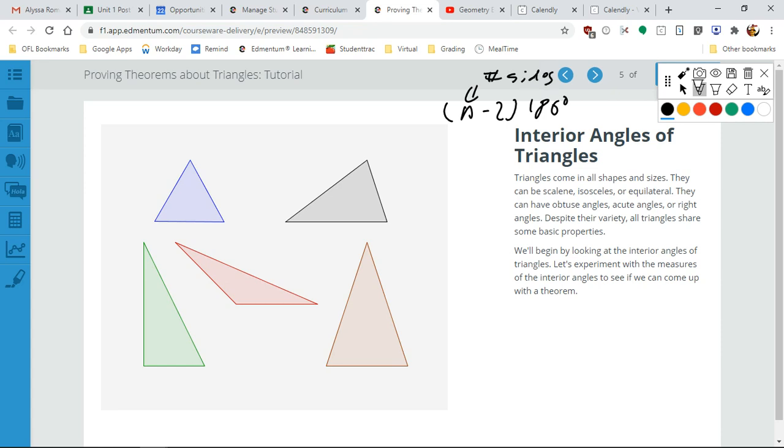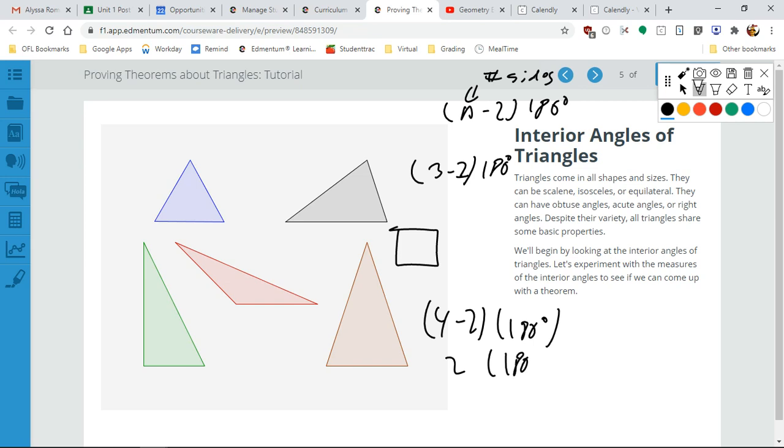So for example, if you have a triangle, 3 take away 2 is 1, times 180. But if you have a square, a square has 4 sides. 4 take away 2 is 2, and when you multiply it by 180, you find out that you need 360 degrees. Hexagon, same thing, you plug in the 6. Pentagon, you plug in the 5. Over and over again. You don't need to know this, but I always try to point it out just in case you forget.